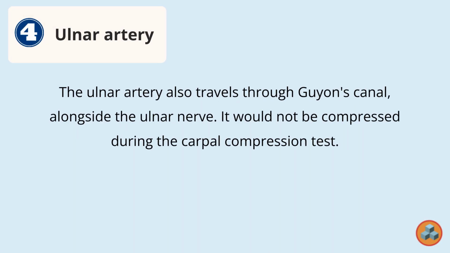Option 4, ulnar artery. The ulnar artery also travels through Guyon's canal alongside the ulnar nerve. It would not be compressed during the carpal compression test. This option and option 3 can essentially be eliminated for the same anatomical reason.